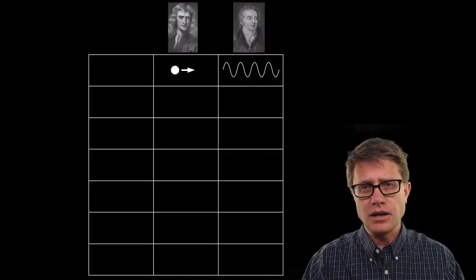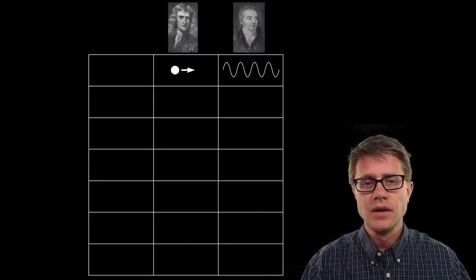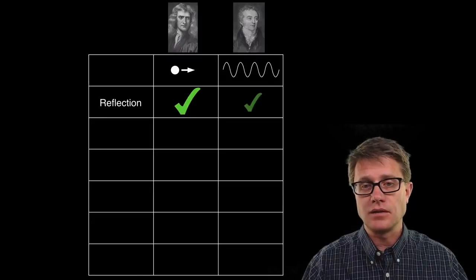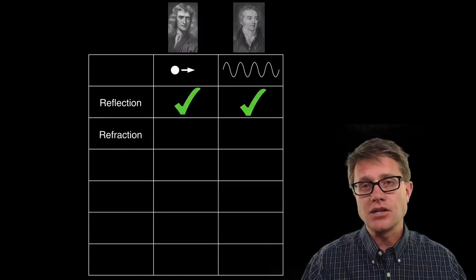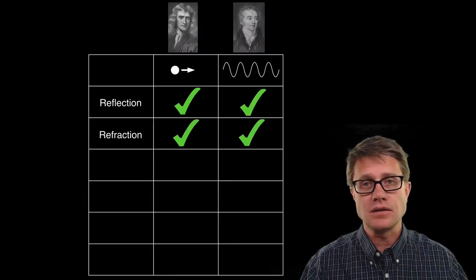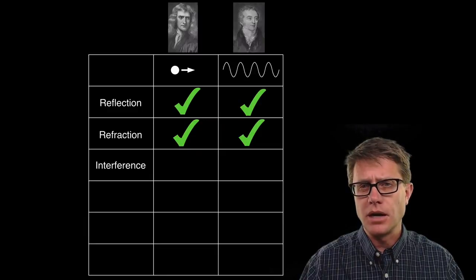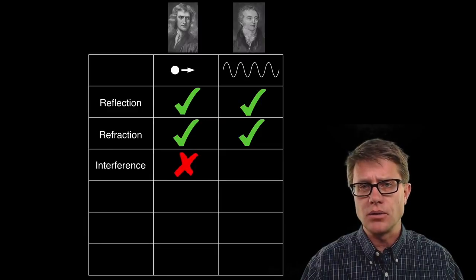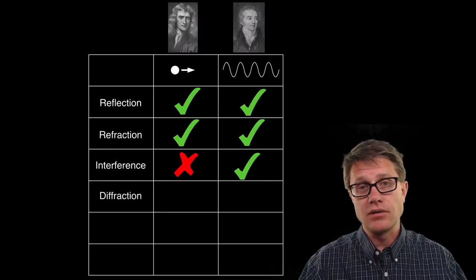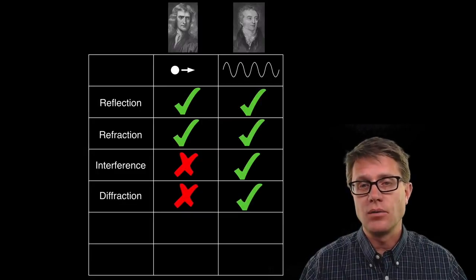If we look at all of the evidence and go through those 2 models, particle and wave, we could first start with reflection. Do they bounce off objects? We would say yes and yes. If we look at refraction, can they bend as they move from one medium to another? We would say yes and yes. If we look at interference, can they interfere with one another? The particle model doesn't hold up. They can't interfere with one another, but the wave does. Do they diffract? Do they bend around objects, or as you go through an opening? We'd say particle no, wave yes.